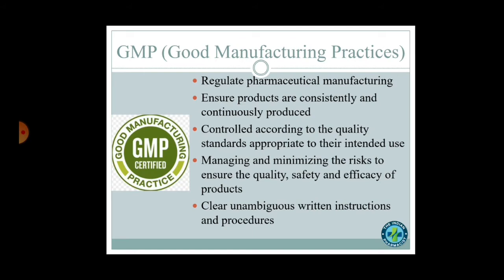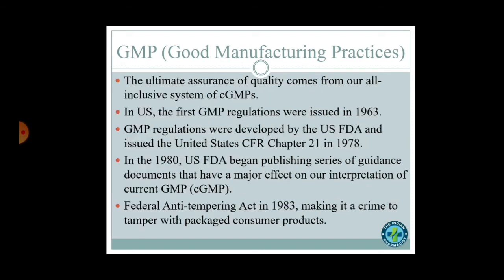It helps in minimizing and managing the risk to ensure the quality, safety, and efficacy of the product. It includes clear, unambiguous written instructions and procedures. The ultimate assurance of quality comes from the all-inclusive system of CGMP. In the United States, the first GMP regulations were issued in 1963 and described the GMP to be followed during manufacturing, packaging, and storage of finished pharmaceutical products.